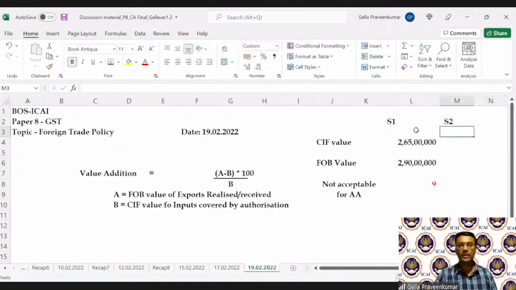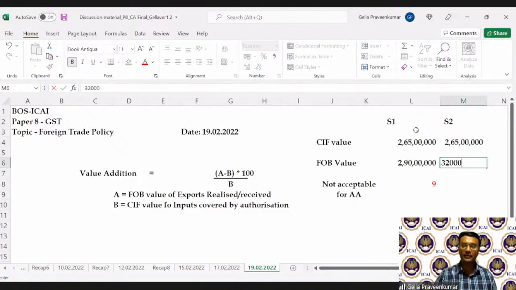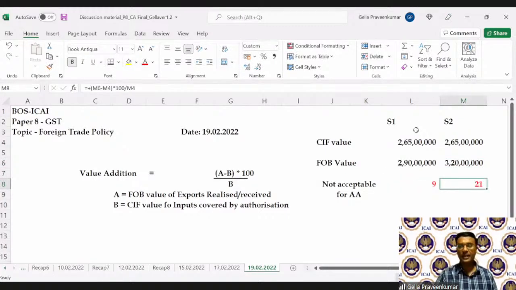Scenario 2. Assuming 2 crore 65 lakhs I have purchased, and 3 crore 20 lakh I have been able to export back. Now, if I apply the same formula, I get 21%. Another manufacturer in the same business will see, look, 2 crore 65 lakhs is what you have imported, and you could have fetched 3 crore 20 lakhs. You made a value addition of 21%, which is in line with my advance authorization. So this is how they permit you for advance authorization, called value addition. They have an expectation of a minimum of 15%.